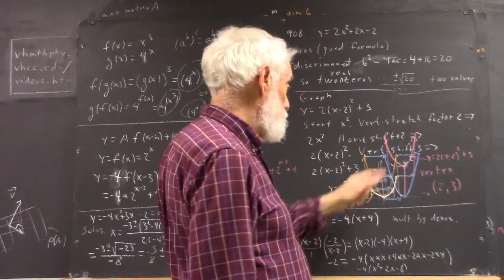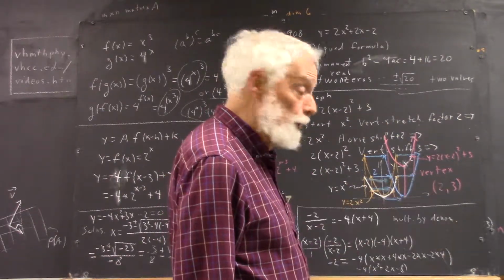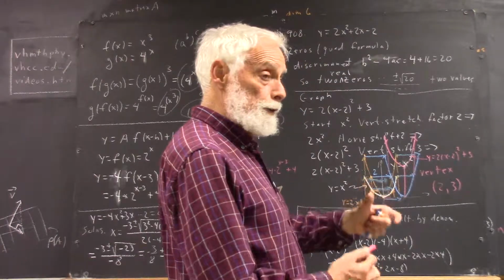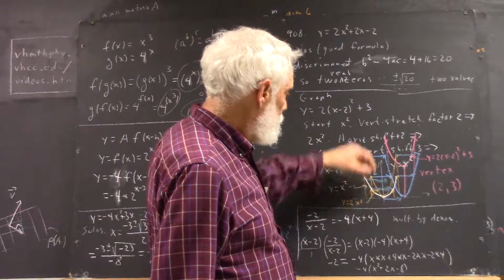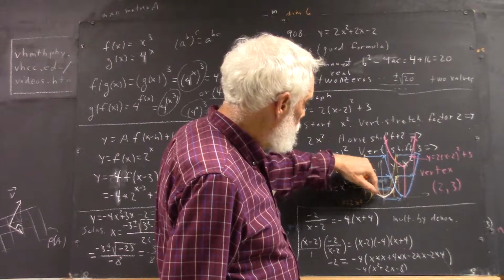We note that this is a parabola with a vertex at 2, 3, and it's been vertically stretched by factor 2. So it's thinner than the original x squared graph.